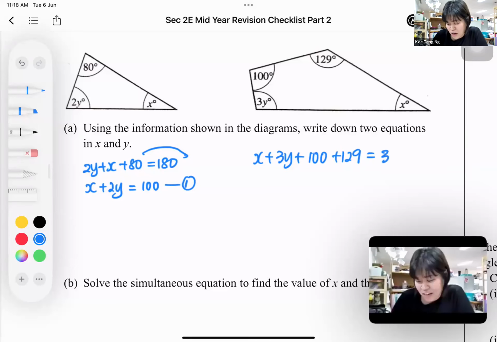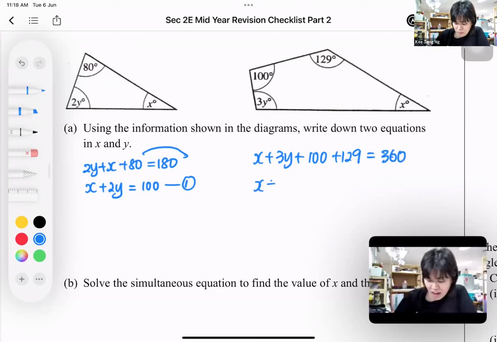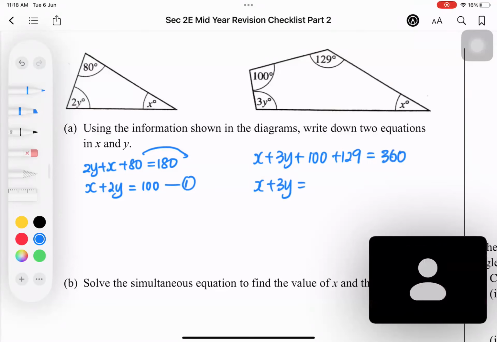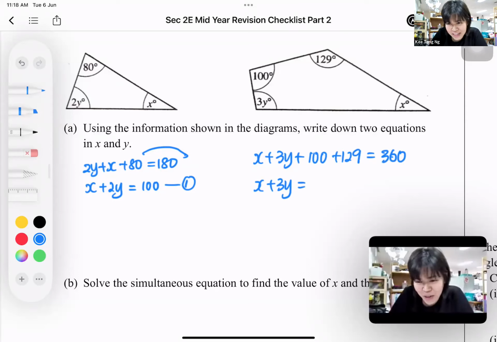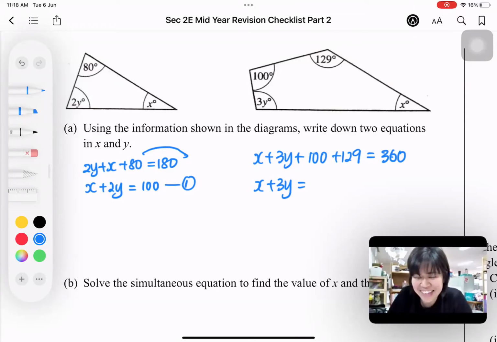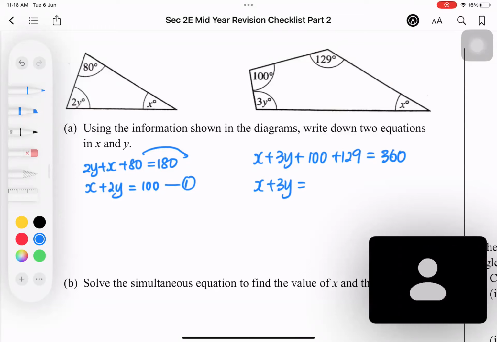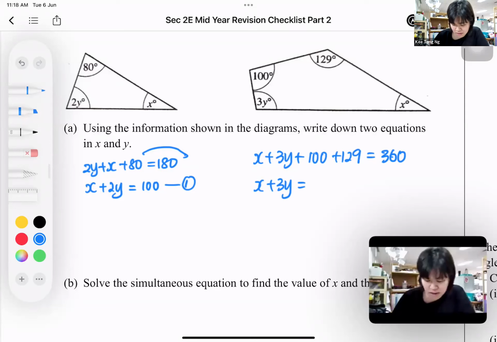Okay, Jihao, you owe me one question. Are you paying attention? Okay, x plus 3y equals how much then? You calculate. X plus 3y equals how much? Are you looking for a calculator only now? Now you look for a calculator. X plus 3y equals 131. Okay, 131.